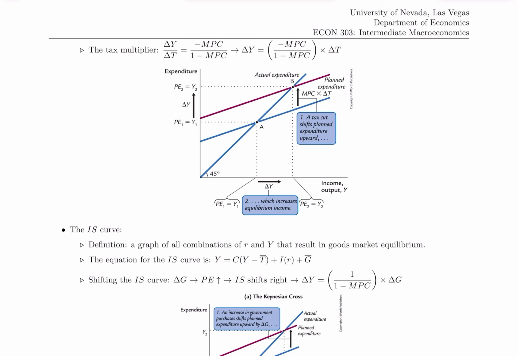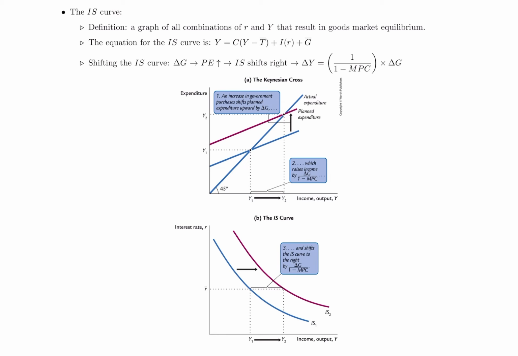The IS curve. The IS curve shows combinations of output Y and interest rate R where the goods market is in equilibrium. The equation is Y equals consumption, a function of Y minus T bar, plus investment, a function of R, plus G bar. If government spending increases, the IS curve shifts right, and the magnitude is delta Y equals 1 over 1 minus MPC, overall times delta G.